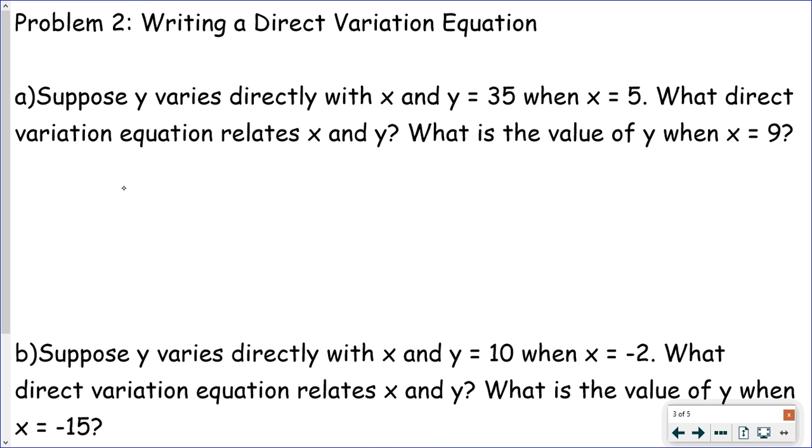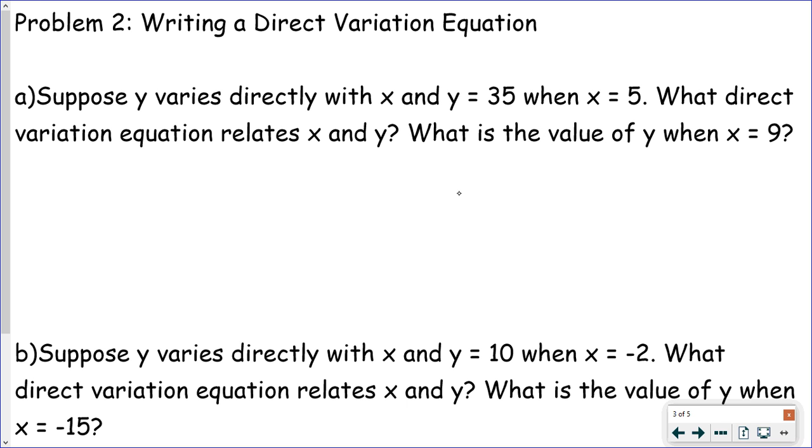Now we're going to look at how we write a direct variation if we're given an x and a y value. Suppose y varies directly with x and y equals 35 when x equals 5. What direct variation equation relates x and y? And what is the value of y when x equals 9? There are two questions here. The first part is to write the equation.